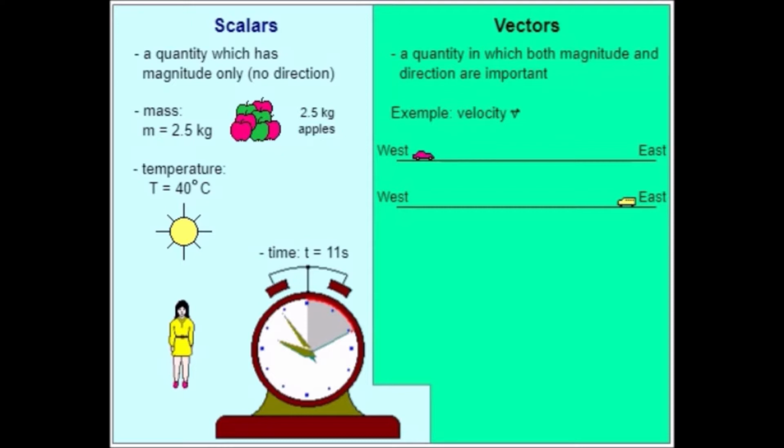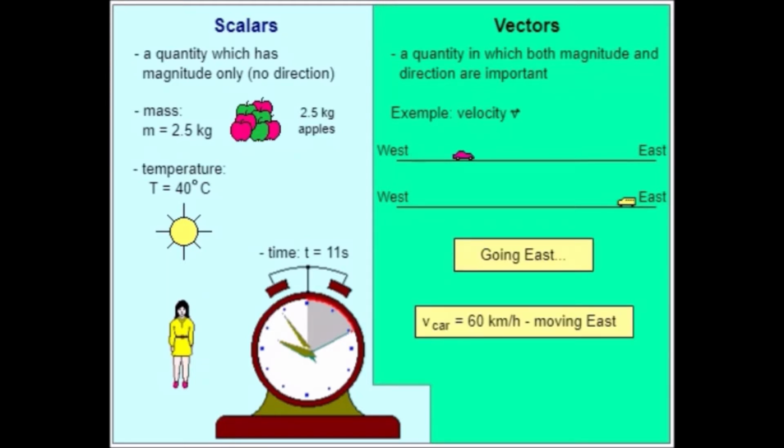Vector. A vector is a quantity in which both magnitude and direction are important and must be specified. An example of a vector is the velocity. For example, it is not enough to know that a car moves with 60 kilometers per hour. We have to know also the direction in which the car moves.